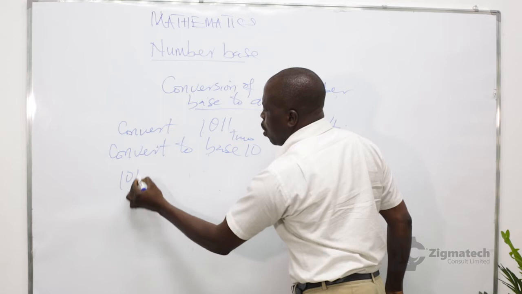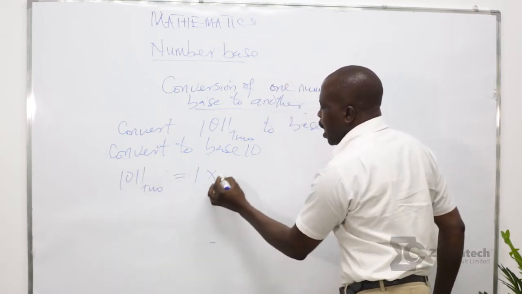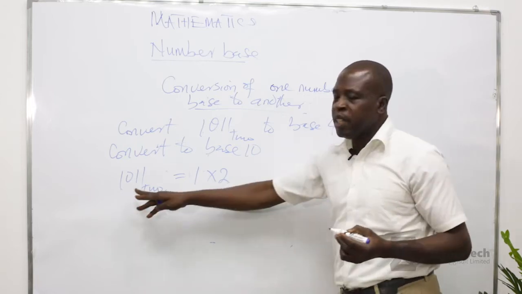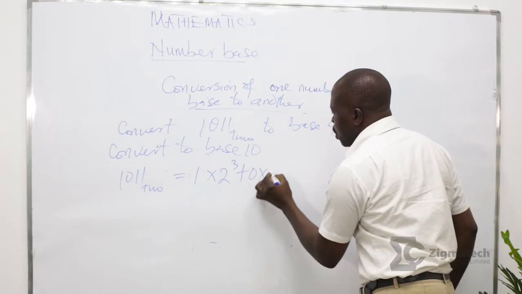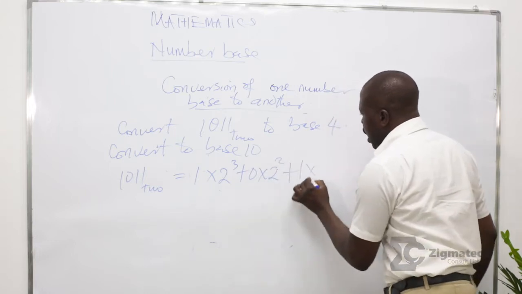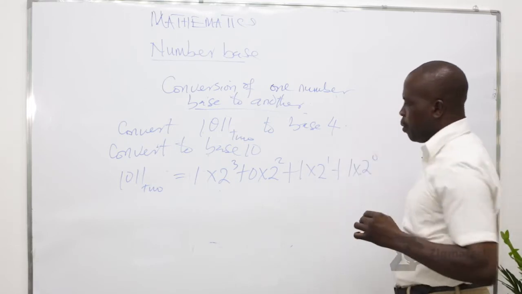Now, 1011 base 2 to base 10 is 1 times 2 raised to power 3 plus 0 times 2 raised to power 2 plus 1 times 2 raised to power 1 plus 1 times 2 raised to power 0. Of course, we have 4 digits here, so we start with the power of 3.